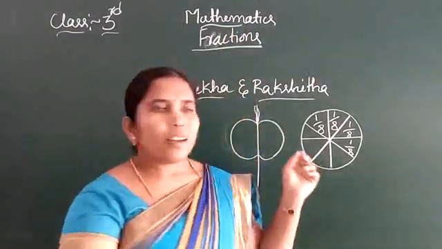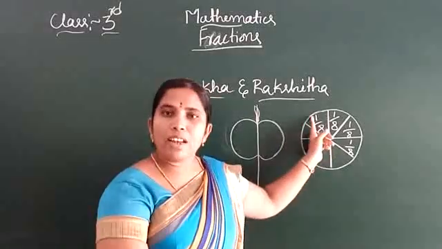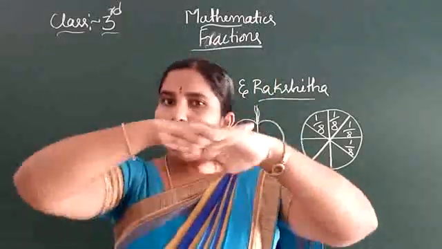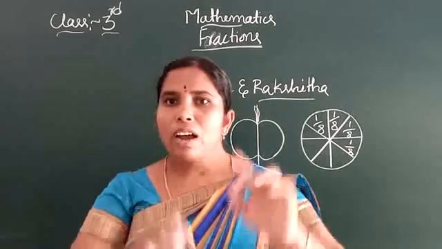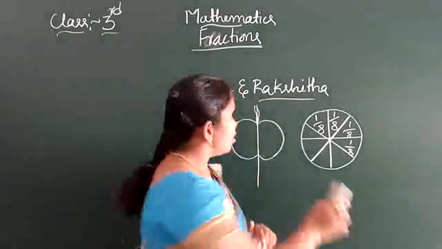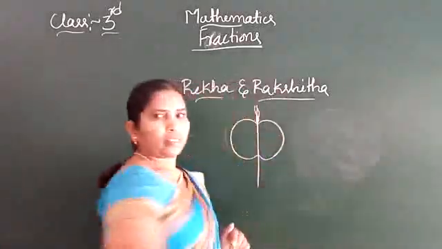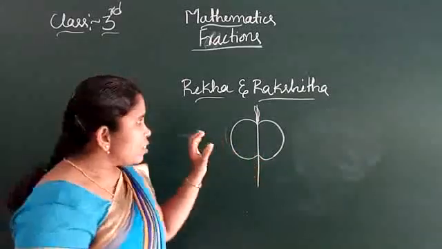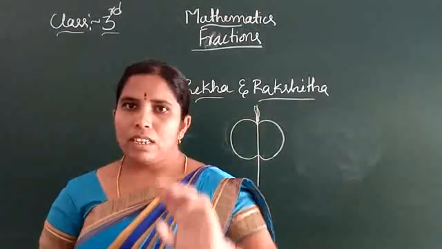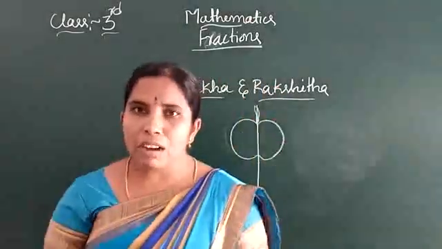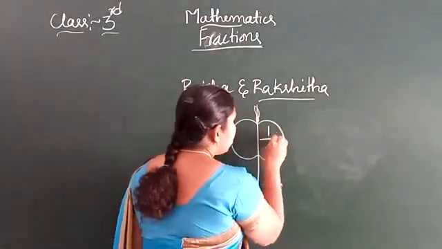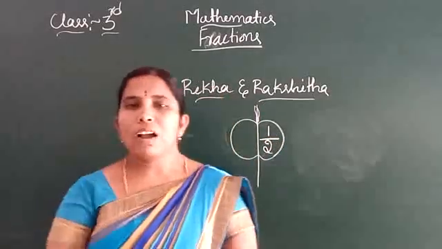Do you understand? See, this is 1 by 8. 1/8 means we equally divide the whole into 8 parts, so it is called 1/8. Now observe this example. This whole we can divide into two equal parts. Each equal part is called 1/2.